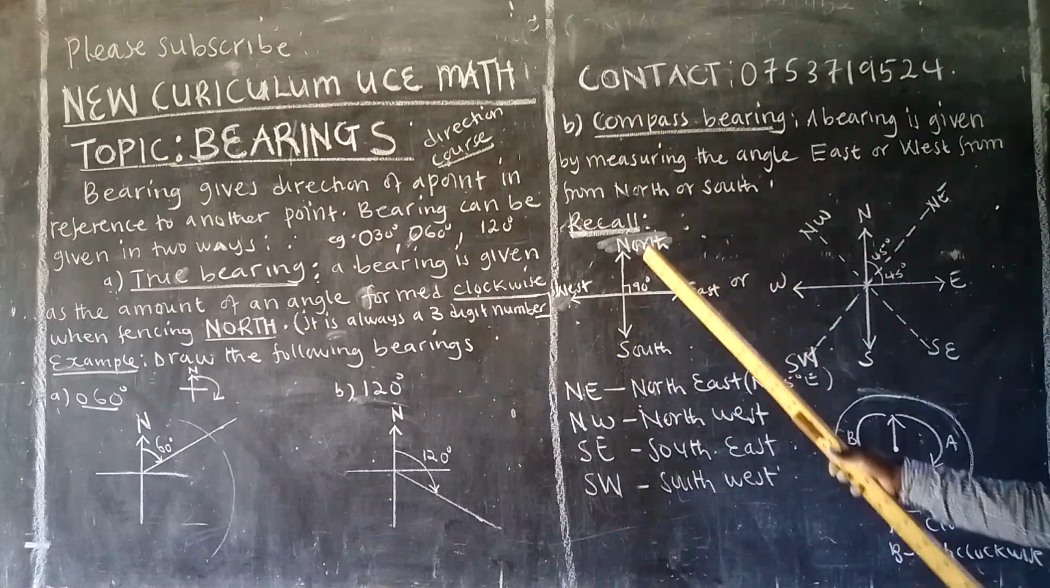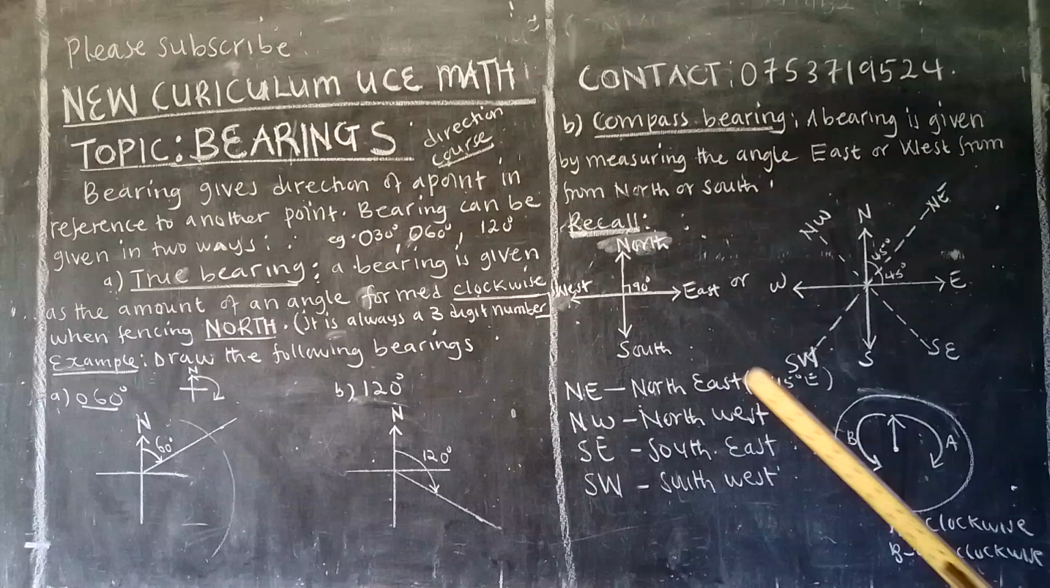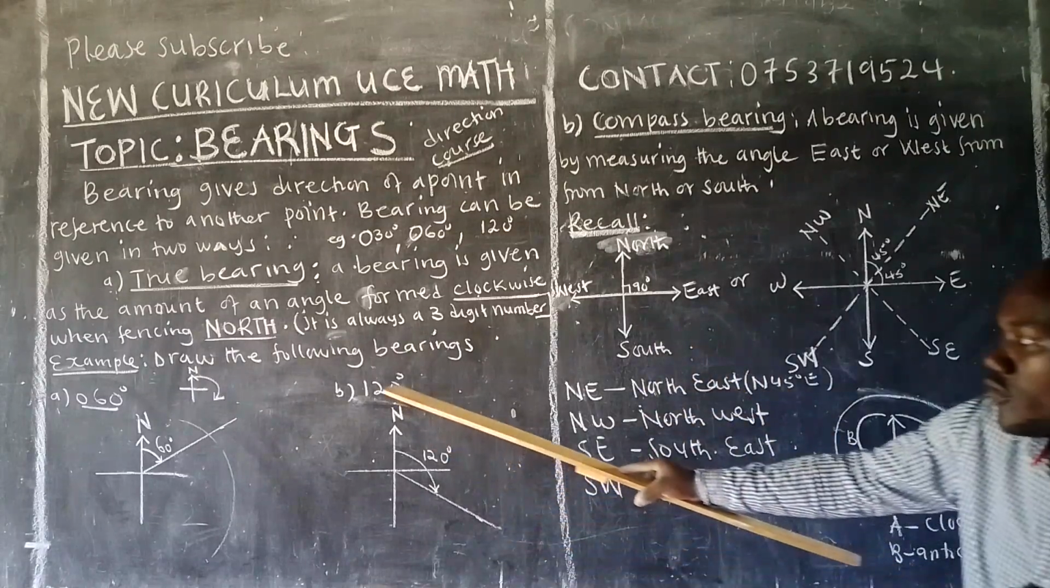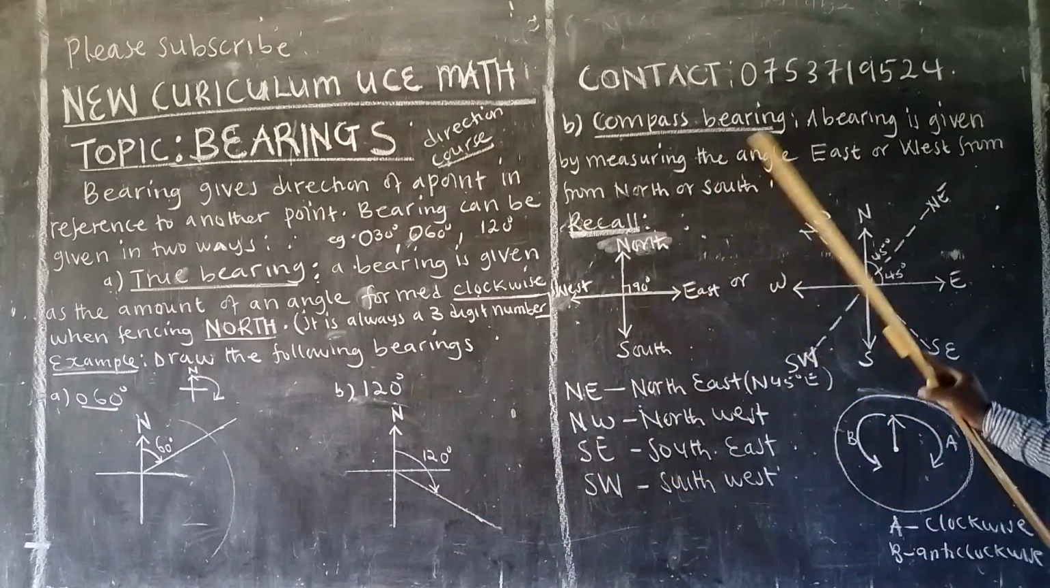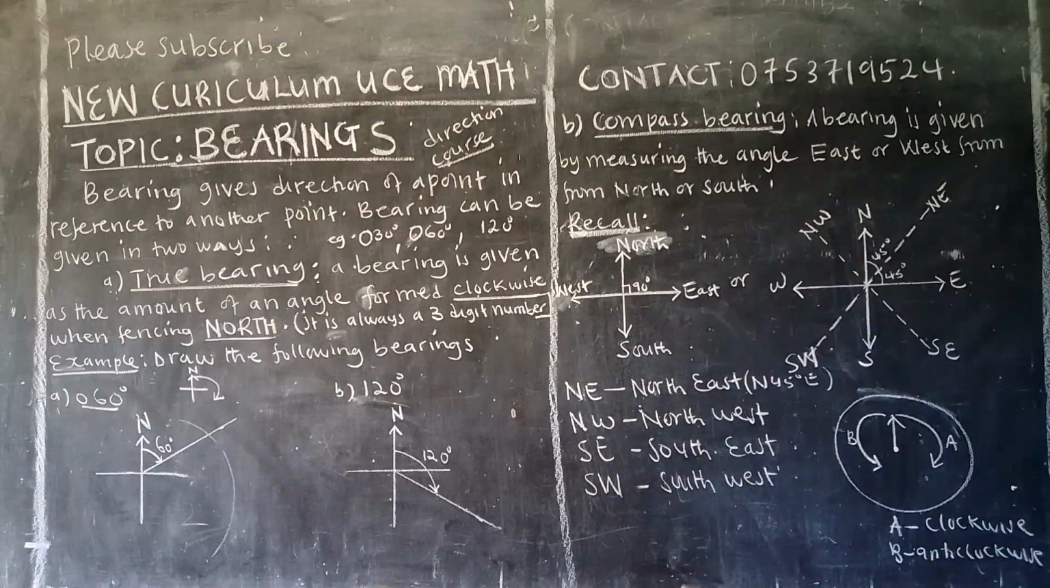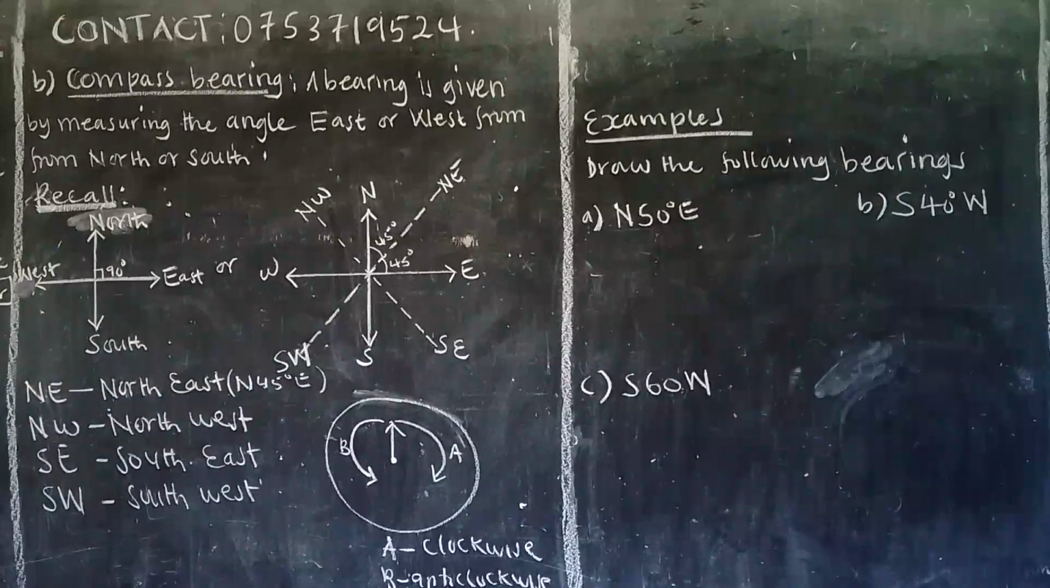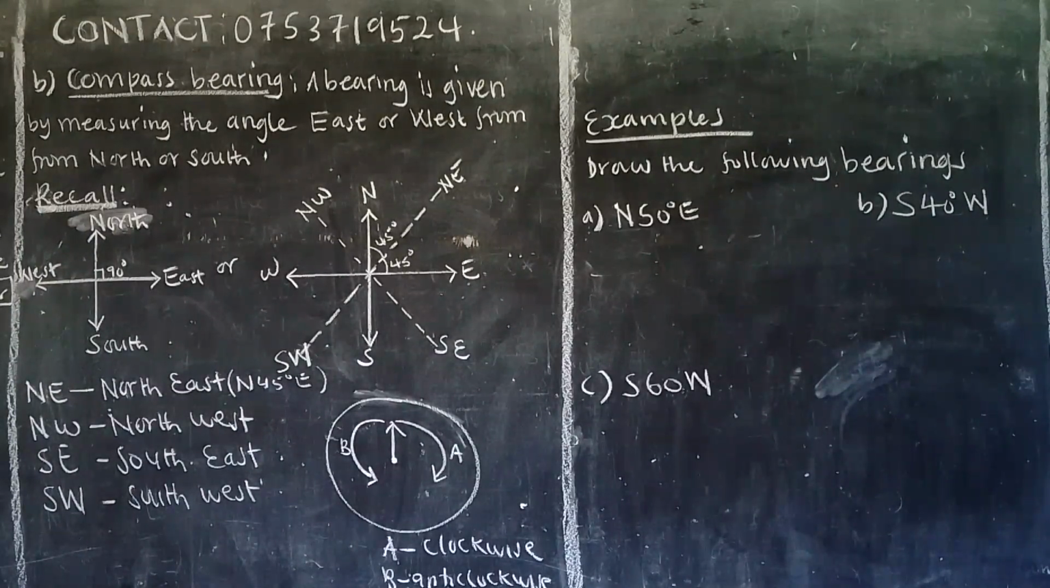Why compass? Because we're using the compass directions. Different from the true bearing. For true bearing, they will just give you the value of an angle. For compass bearing, you must always see a compass direction there. All right, good. Like north 45 degrees east, that is a compass bearing. Okay, let's proceed and see in the next examples what we are going to have in the compass bearing.